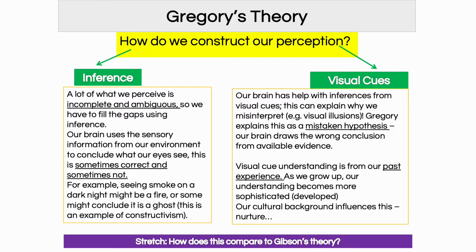The main points to remember: it's a theory based on nurture. We construct our perception based on the world around us, and the way we do that is through inference, because not everything is as clear as it seems, so we have to infer, make logical assumptions in order to perceive, and we use visual cues, which are our brain's way of helping us understand the environment in front of us.